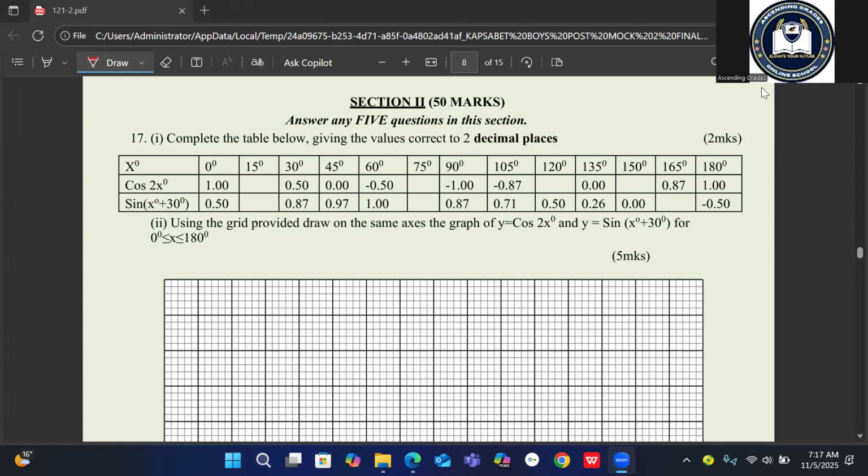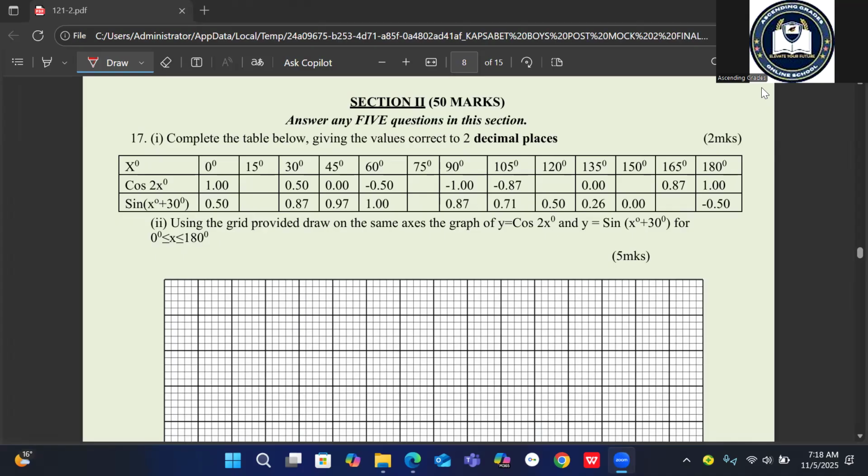So we are going to begin with question 17, Roman 1. We are told to complete the table below, giving the values correct to two decimal places. So we have x, cos 2x and sin(x plus 30). For x equal to 0 degrees, cos 2x will be 1.00 and sin(x plus 30) will be 0.5.